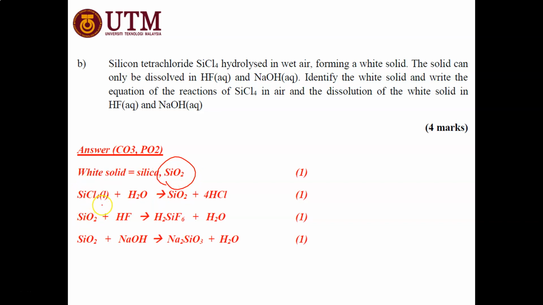If we remember, one way to synthesize silica is by using silicon tetrachloride with water, you will get the silica, with a side product of hydrochloric acid. So we can see the process. The silica can dissolve in HF, and we get hexafluorosilicic acid with water, and with sodium hydroxide you will get water glass and also water. So we have to remember a bit.